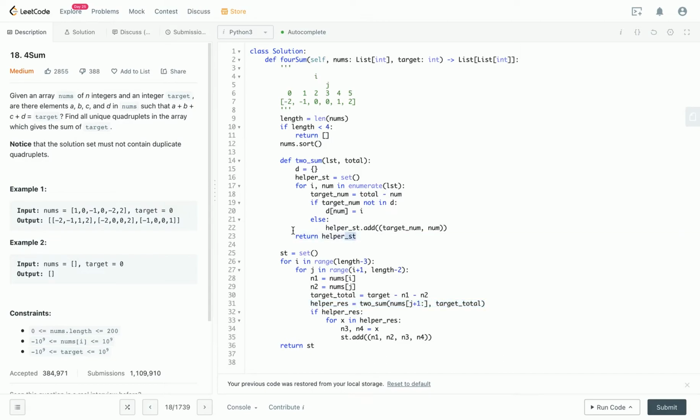The helper function is just the simplest two-sum problem of LeetCode. If you do not know the two-sum problem, you should go back and quickly go over that. I created a dictionary. I loop through the array, and I find my target num is equal to total minus the num. If the target num is not in the dictionary, I record the index in the dictionary. Otherwise, first of all, I have a set called helper set. I add the target num and num into my set.